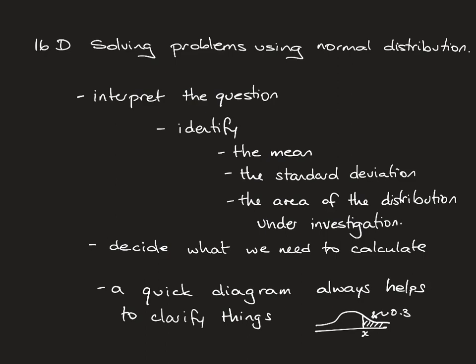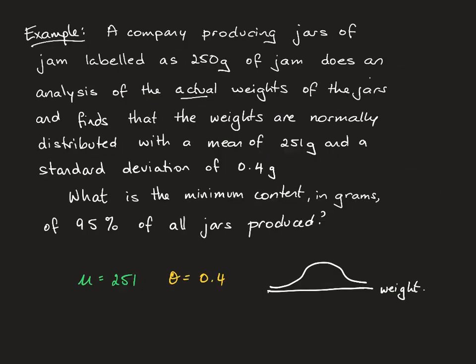So let's have a go at a couple of problems. This is a classic problem. A company produces jars of jam labelled as 250 grams of jam, and it does an analysis of the actual weights of the jars and finds that the weights are normally distributed with a mean of 251 grams and a standard deviation of 0.4 grams. What is the minimum content in grams of 95% of all jars produced? What is the minimum content?